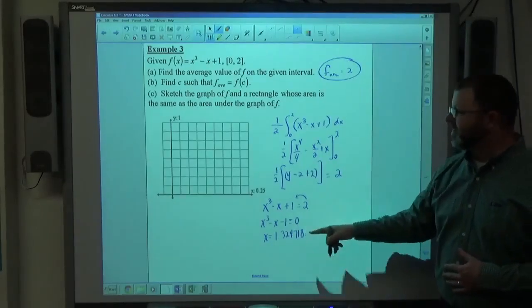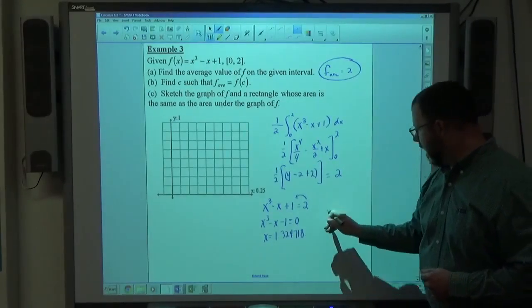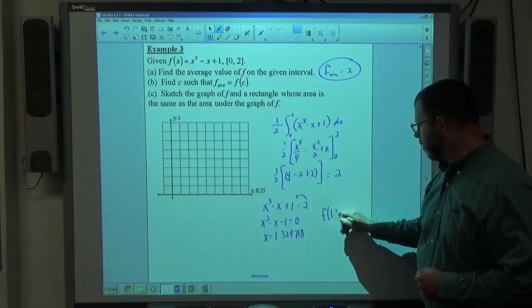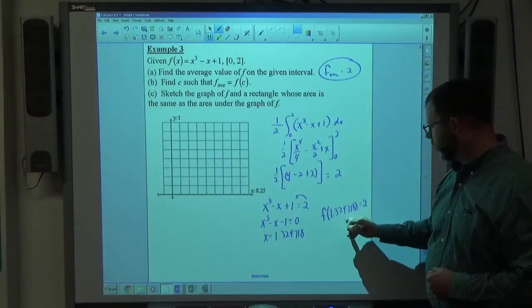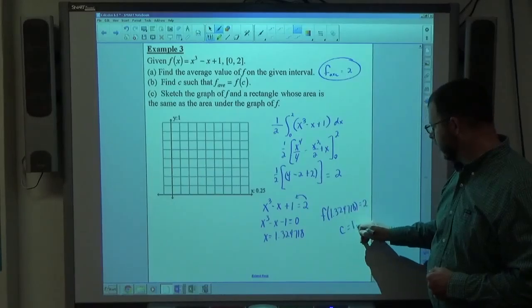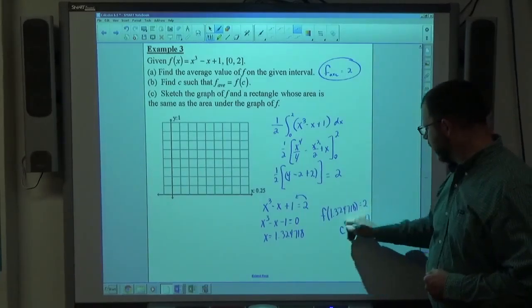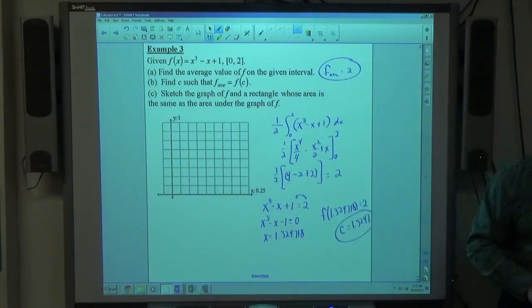So that's the c value. So I know that f of 1.324718 is equal to 2. So c equals that number. We'll go 4 decimal places on that, will be fine.